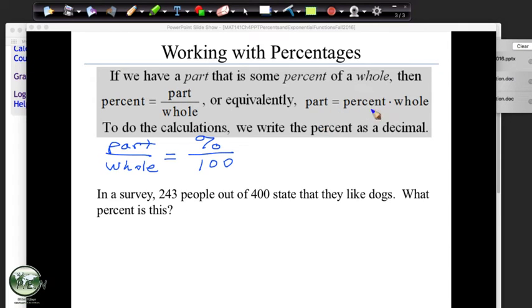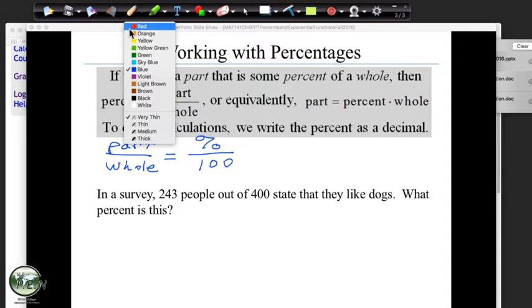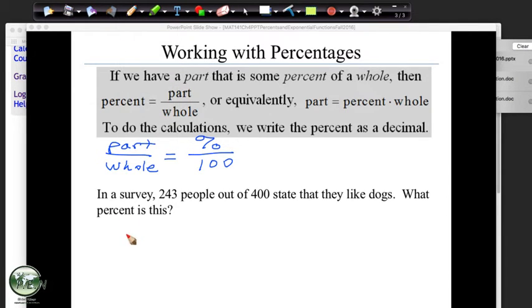So they got part equals percent times the whole, and it works. So everything they have in here will work, but I think if you follow this route, the nice part is that this all works with cross multiplying and dividing. Okay, so let me do it right here.